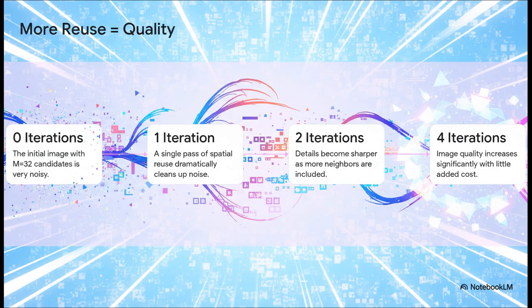This is really cool, because this slide basically lets us watch the algorithm thinking in real time. It shows how adding more rounds of that spatial reuse, letting the pixels talk to their neighbors more and more, just progressively cleans up the image. So we start with that initial noisy mess. After just one round of reuse, it's already way better. By the time we get to 4 iterations, the image just snaps into focus. And this all happens in just a few extra milliseconds.